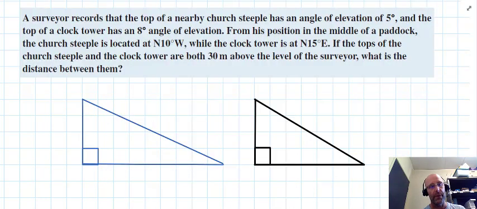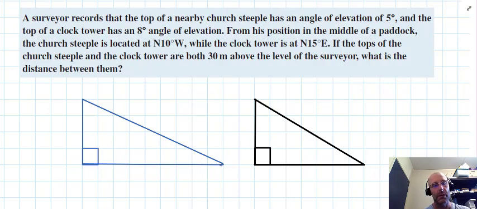A surveyor records that the top of a nearby church steeple has an angle of elevation of 5 degrees and the top of a clock tower has an 8-degree angle of elevation. From his position in the middle of the paddock, the church steeple is located at north 10 degrees west, while the clock tower is at north 15 degrees east. If the tops of the church steeple and the clock tower are both 30 meters above the surveyor's level, what is the distance between them?